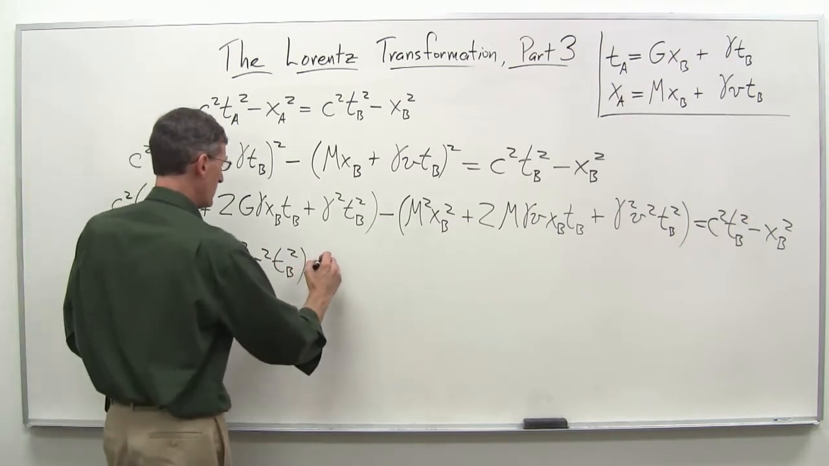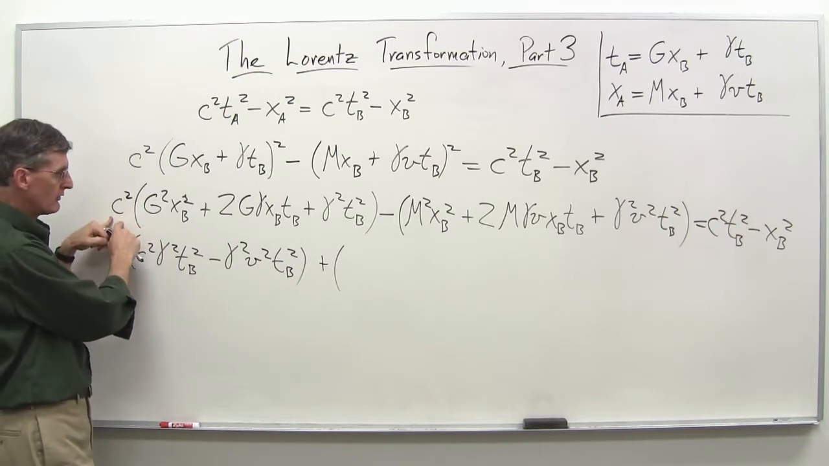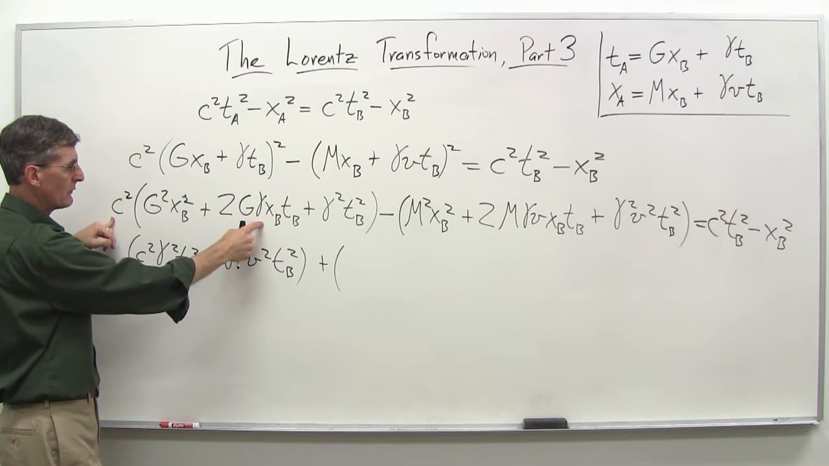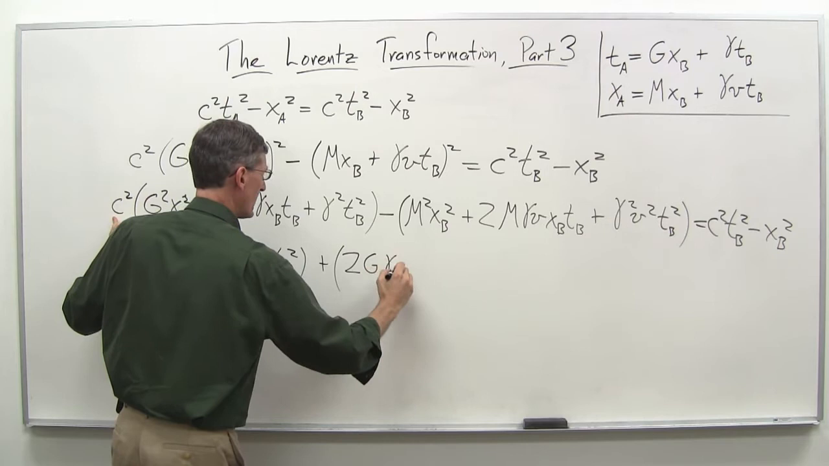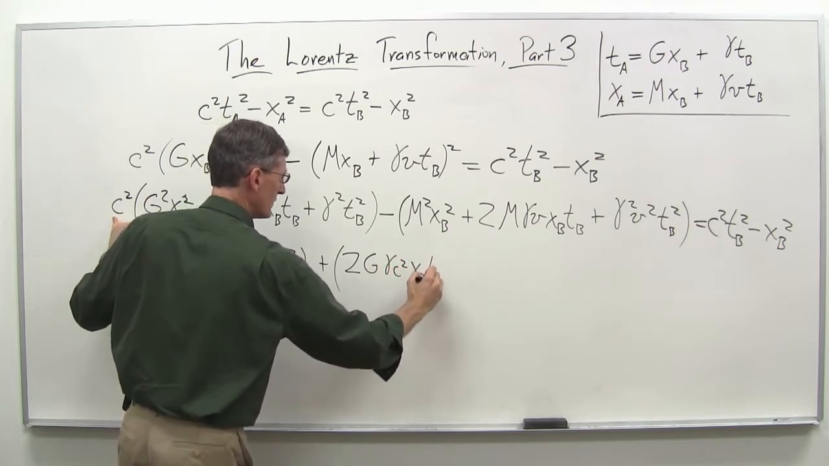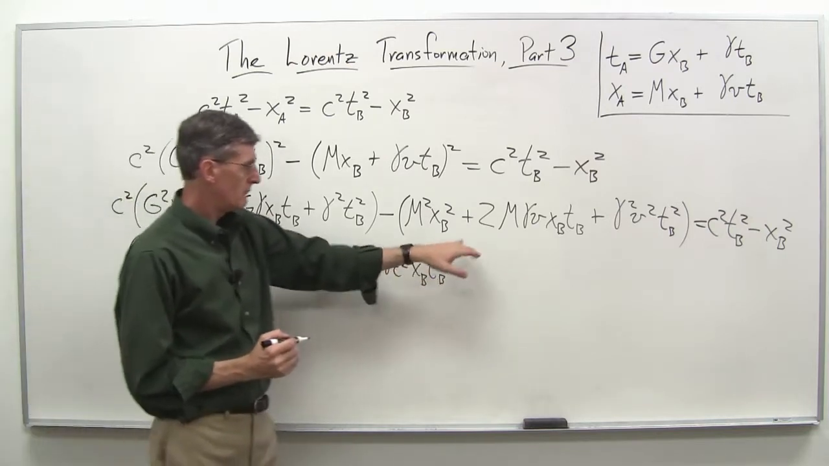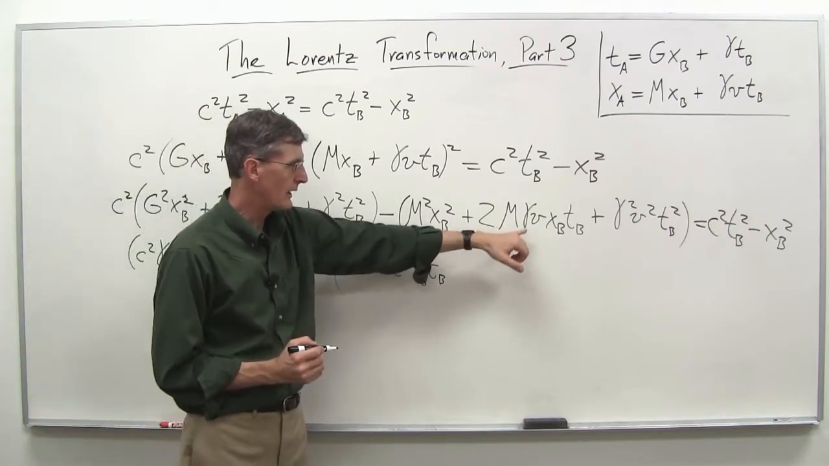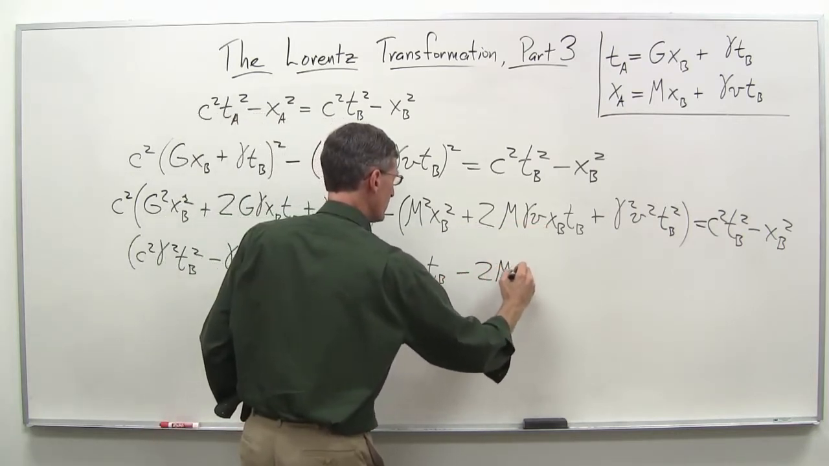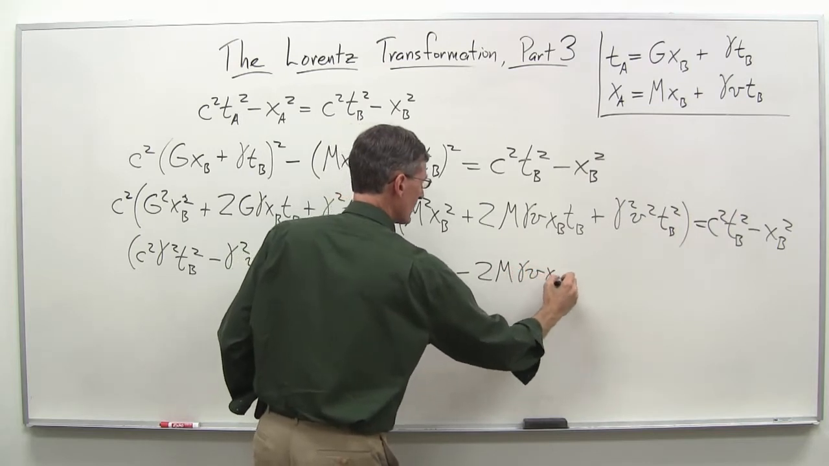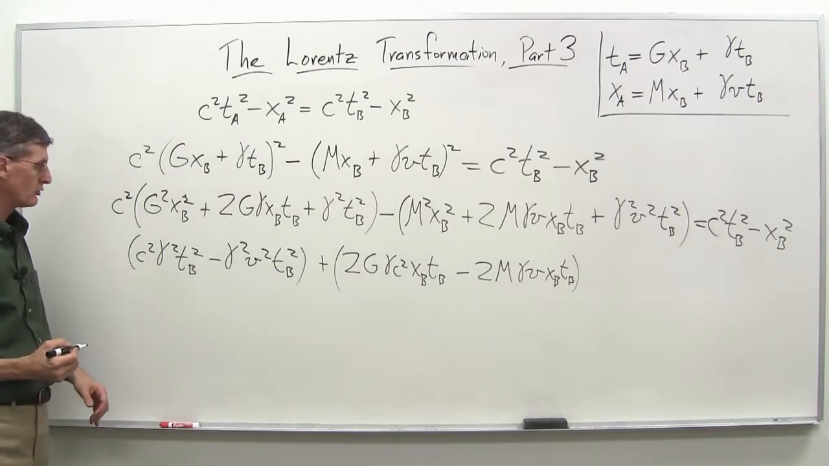Now let's look for the xb tb terms. Okay, so I've got one here. So I've got a c squared. Don't lose the c squared out here. c squared times 2 times g times gamma. So we'll write that as 2 g gamma c squared xb tb. That's this term right here. I've got another, minus 2 m gamma v xb tb. So that's my xb tb term here.